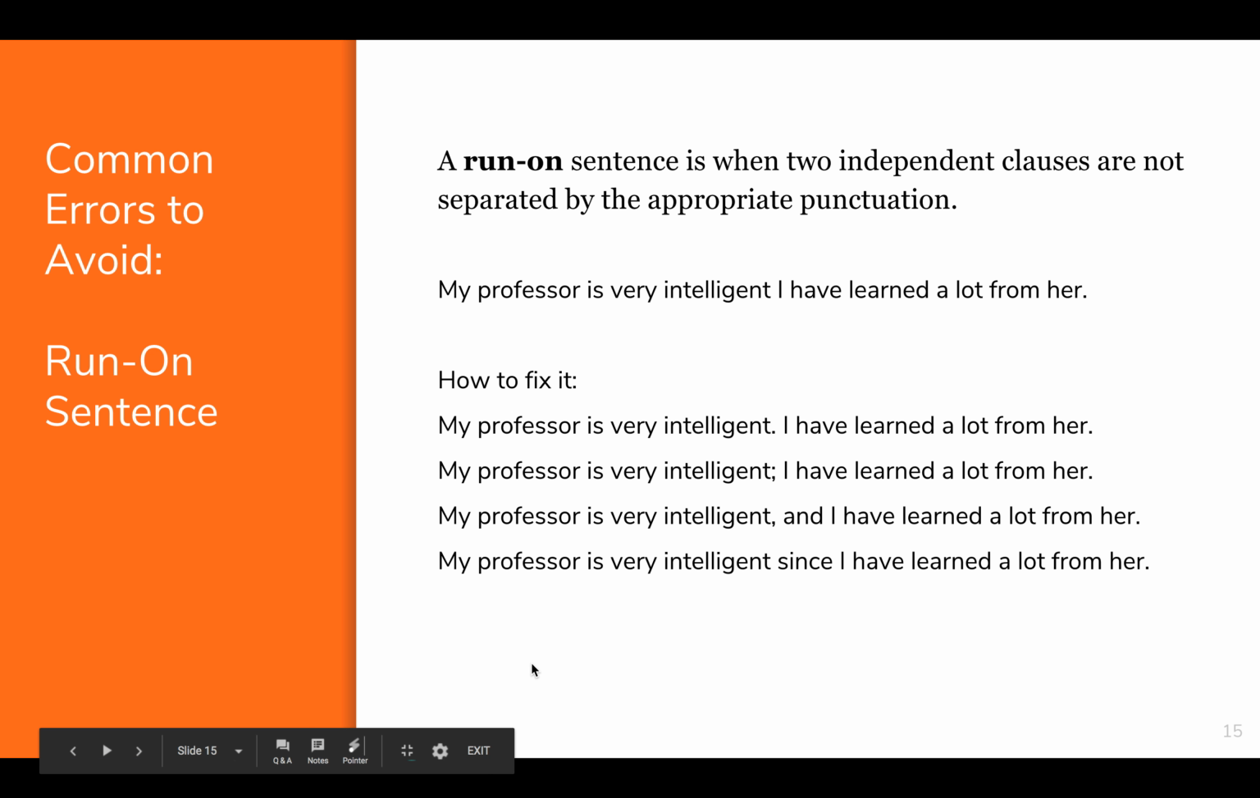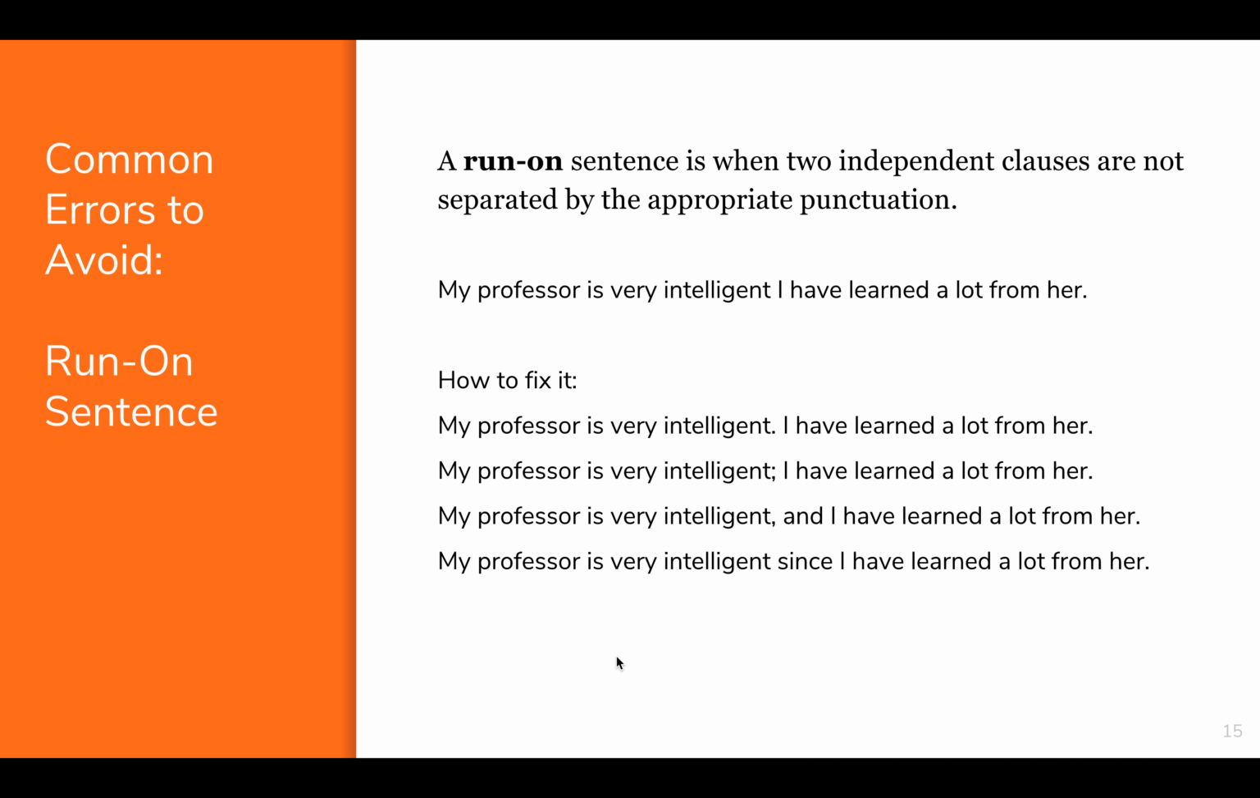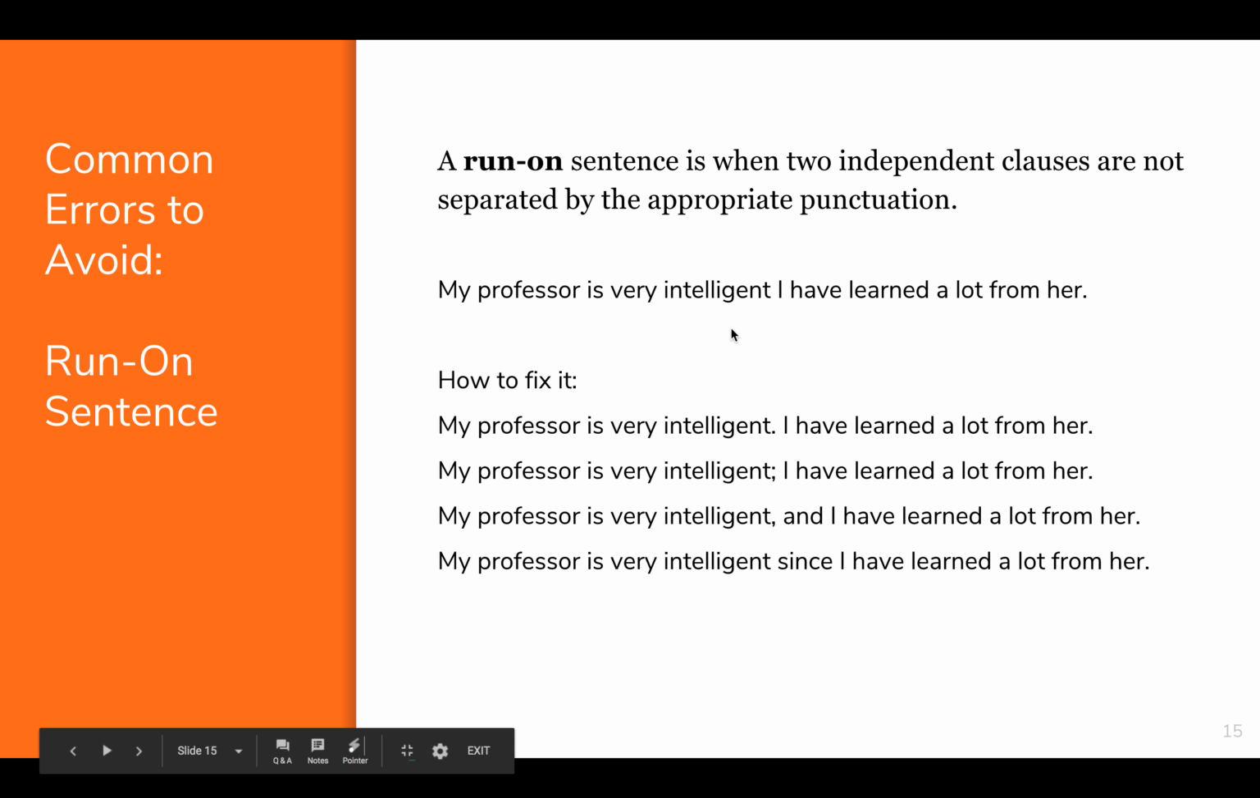Another sentence error that occurs quite often is a run-on sentence. This is when two independent clauses are not separated by any appropriate punctuation. For instance, my professor is very intelligent. I have learned a lot from her. Here are two independent clauses jammed together, so they're a run-on sentence. You need to have some kind of separation, punctuation between two independent clauses.